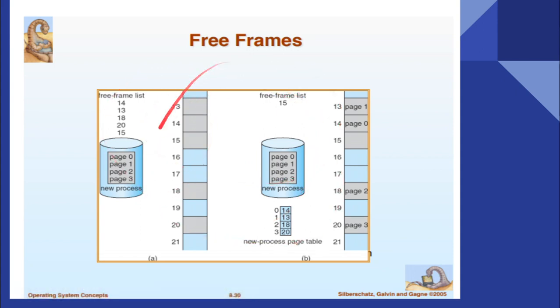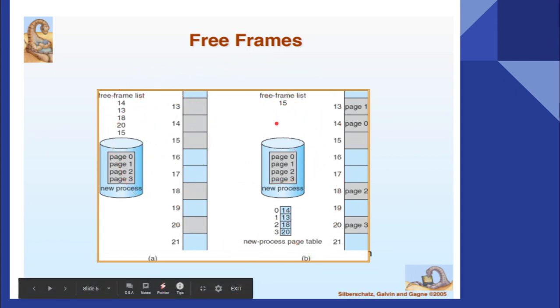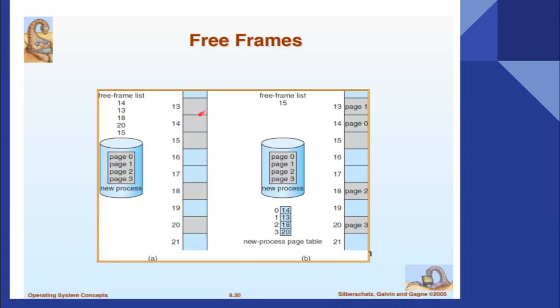The free frames are always checked to do the paging from logical to physical memory. So we can see here initially this is the free frame list, all of 14, 13, everything is free. And now this is the scenario: a new process comes. Pages 0, 1, 2, so 4 pages are coming in as the new process. So naturally it will occupy the free frames. Okay, so 13 is given, so it is given randomly. So 13, 14 and 18 and then 20.